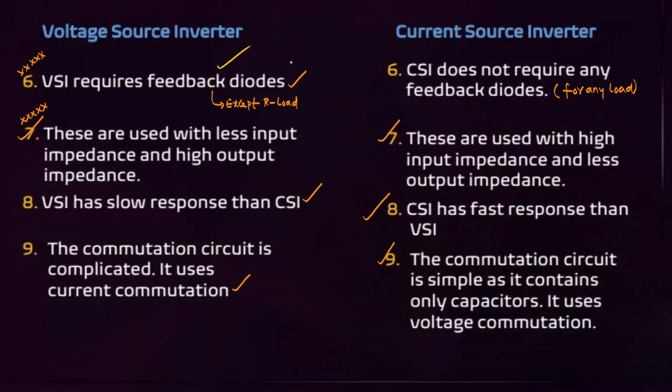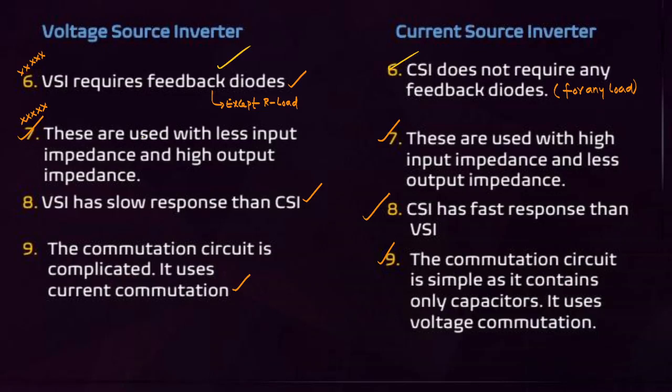A VSI requires feedback diodes, but a CSI does not require them. That is, in a voltage source inverter, feedback diodes are required, but in a current source inverter, there is no need of any feedback diodes. Every point is important. Questions have already been framed in the exam.